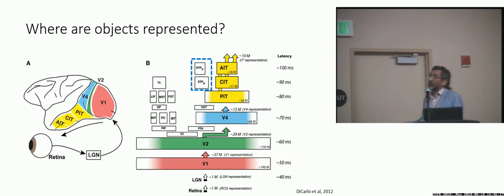So where are objects represented along the visual system? Well, mostly, as we've been talking about in the earlier talks, we're going to deal with shape being selective along the ventral stream over here, ending up in inferotemporal cortex. But I'm also going to draw your attention to STP over here for some of my very last slides, where we'll also find some object representations.